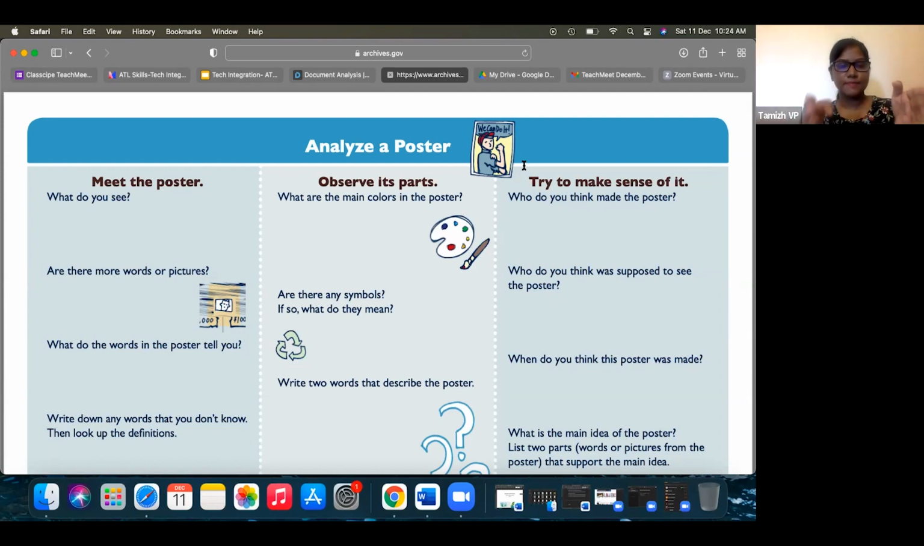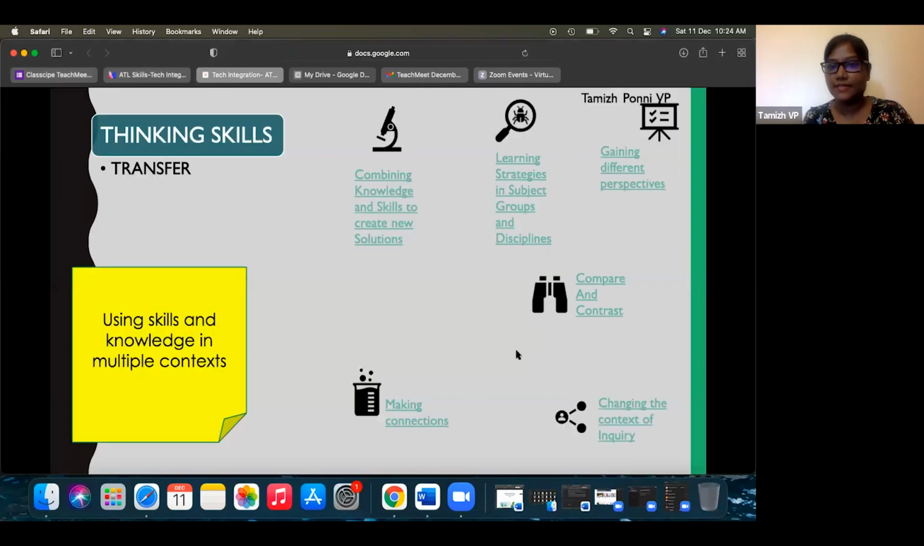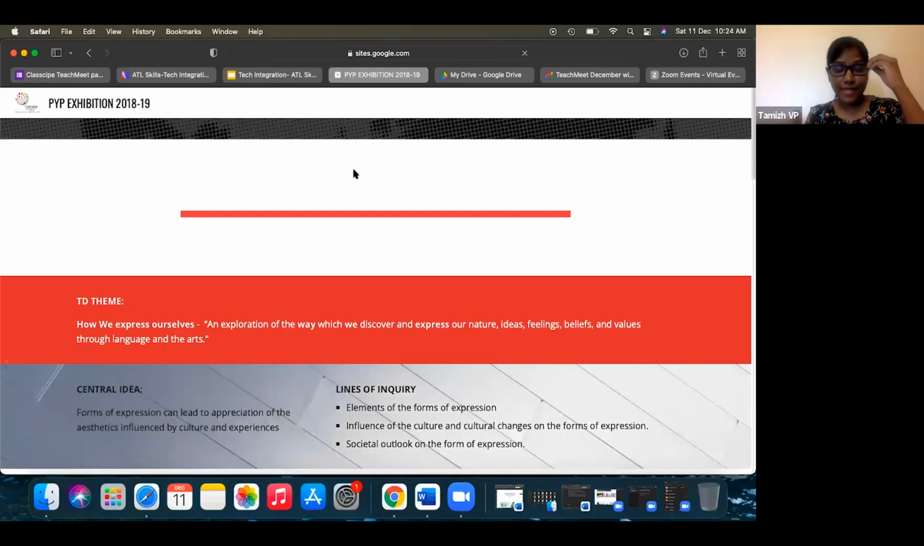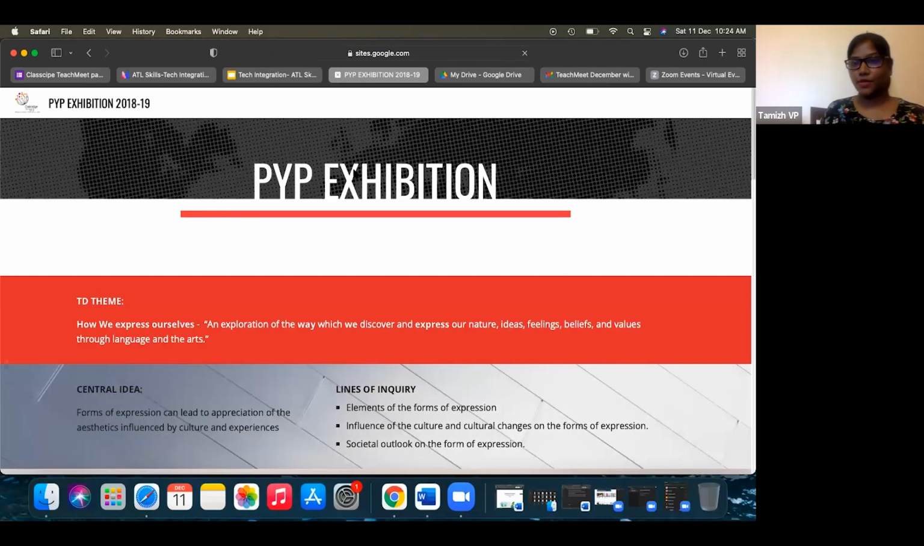So if it is split into this many questions and this many parts, small components, like I said, making a bigger problem look small by breaking it into multiple units, this is one good way of analyzing text or any kind of information that they are looking at. So this is document analysis, which also comes under gaining different perspectives and learning strategies in subjects and groups. Yes, so this might also be another example.